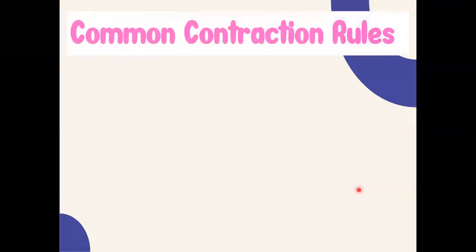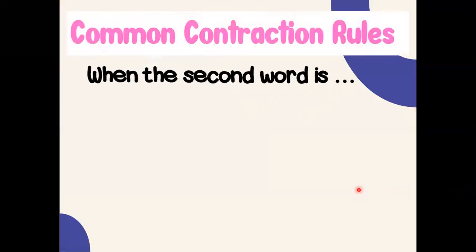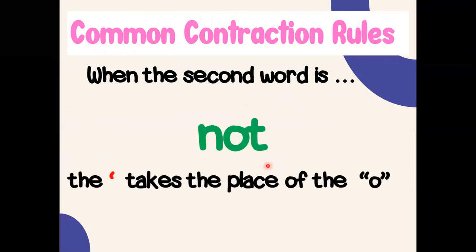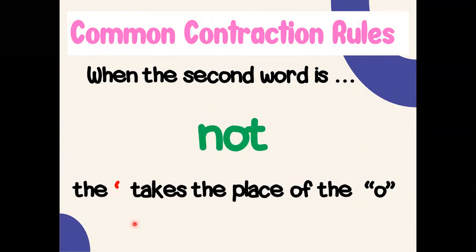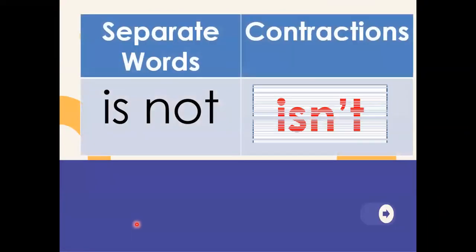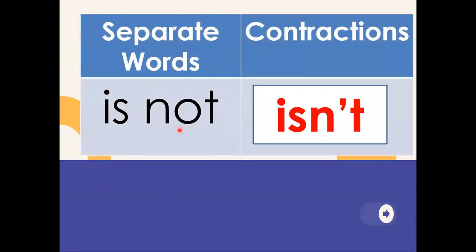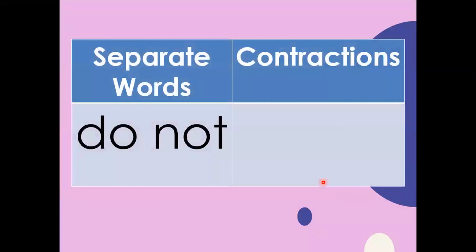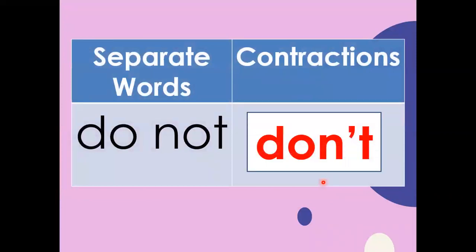Let's have some common contraction rules. Okay, when the second word is not, the apostrophe takes the place of the O. For example, is not becomes isn't. We get the O, change that into an apostrophe. Do not becomes don't. We change the O into an apostrophe.